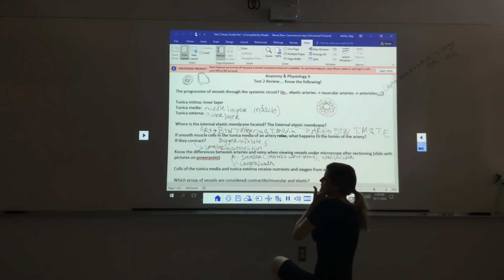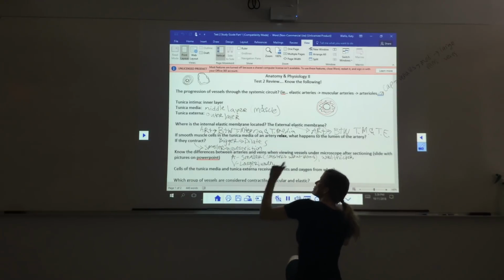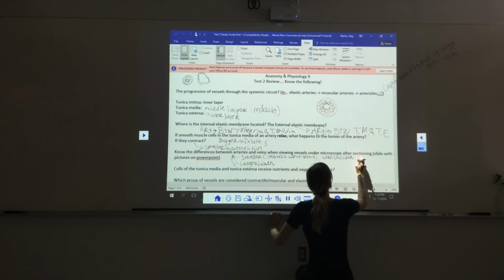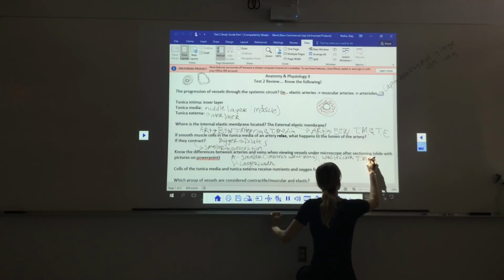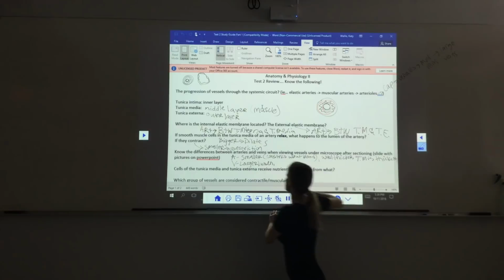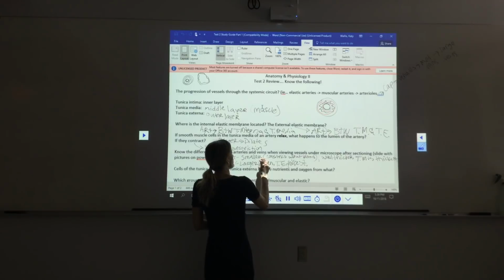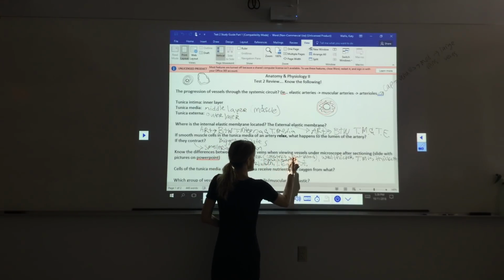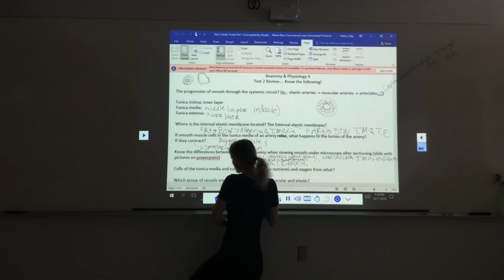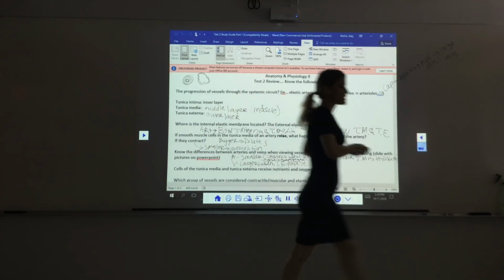What else do we see in an artery? Which layer is the thickest in an artery? The tunica media is thickest. Which layer is thickest in the vein? The tunica externa is thickest. Which one do you see elastic membranes in? So arteries have elastic membranes, the veins don't. And then we said one thing about the endothelium.